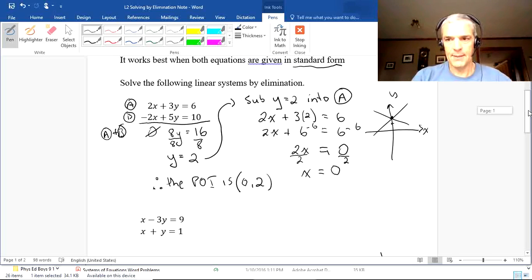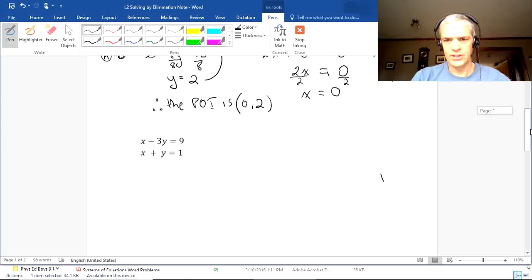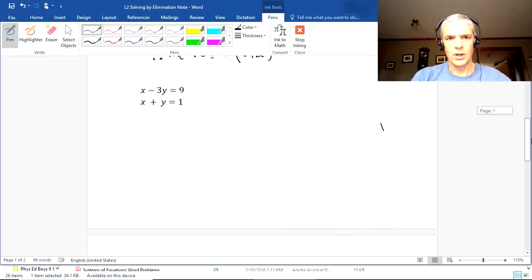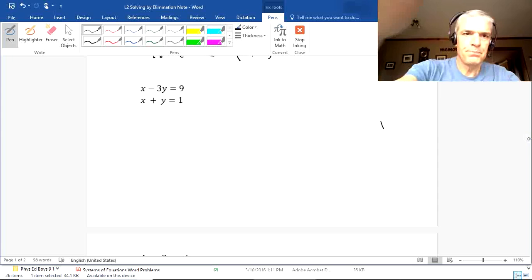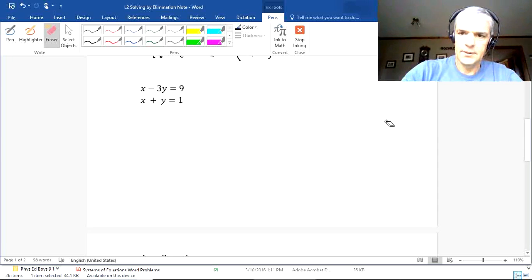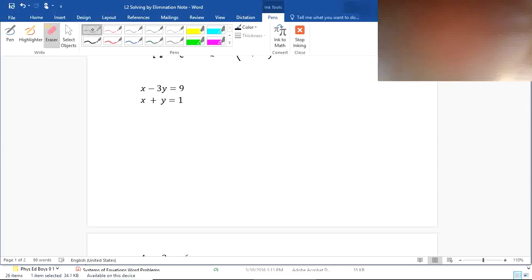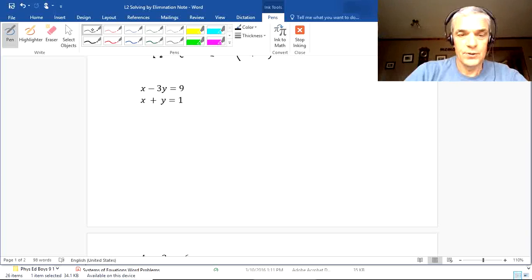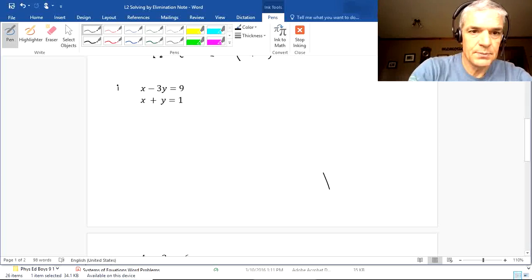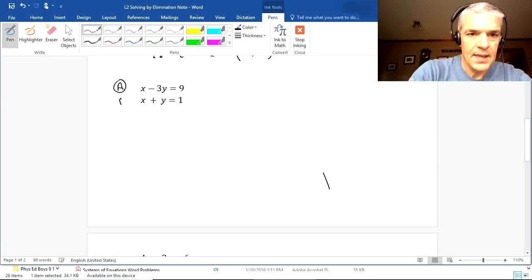Let's do another example because there's a lot of little twists and turns that go with these. So I'll do another example here. I'm just going to erase this mess over here, put my pen back on. So once again, first step, identify or label my lines. Okay, so in this particular case, A and B.